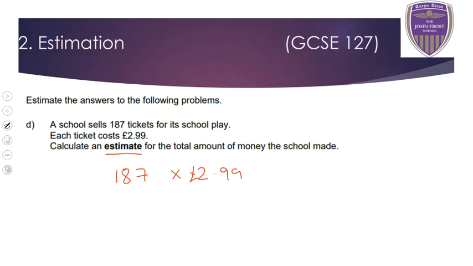Okay, we're going to estimate them. We're going to round the numbers to one significant figure. So this will become 200, because the 8 means that goes up. £2.99, we round from there, will become £3. So that's a simple calculation now, isn't it? 2 times 3 is 6. After zeros. Right, so an estimate for the money they made is £600.